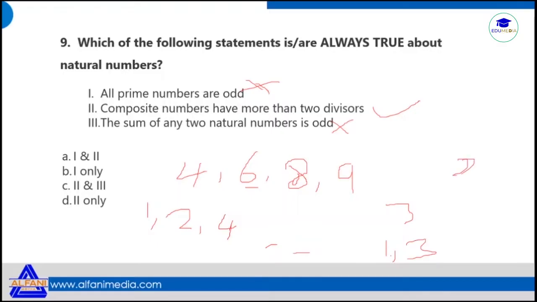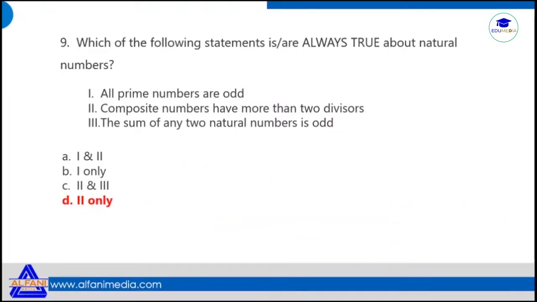When you take 2, for example, the factors are 1 and 2. When you take 5, for example, 1 and 5, there's no other number that can divide 5 without a remainder. So this is what we mean by composite numbers. Composite numbers and prime numbers, the two of them make up the whole numbering system. So a number can either be a prime number or a composite number, apart from 1. So the answer is I only.